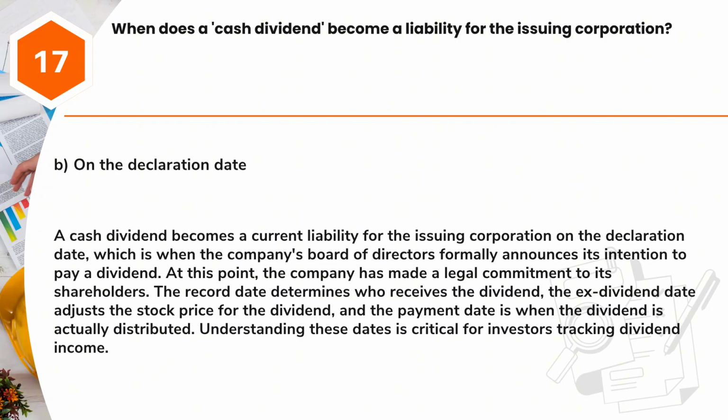Answer, B. On the declaration date. A cash dividend becomes a current liability for the issuing corporation on the declaration date, which is when the company's board of directors formally announces its intention to pay a dividend. At this point, the company has made a legal commitment to its shareholders. The record date determines who receives the dividend, the ex-dividend date adjusts the stock price for the dividend, and the payment date is when the dividend is actually distributed. Understanding these dates is critical for investors tracking dividend income.